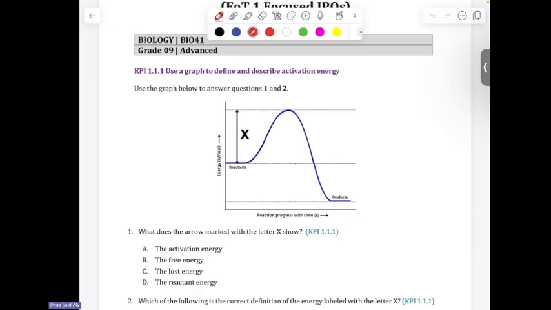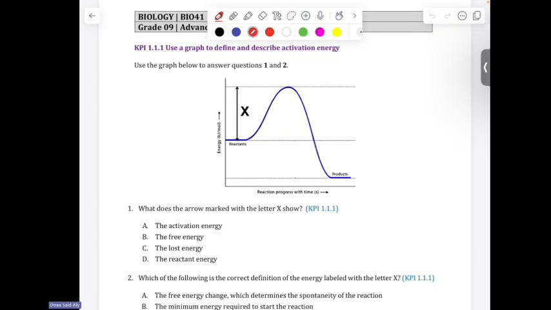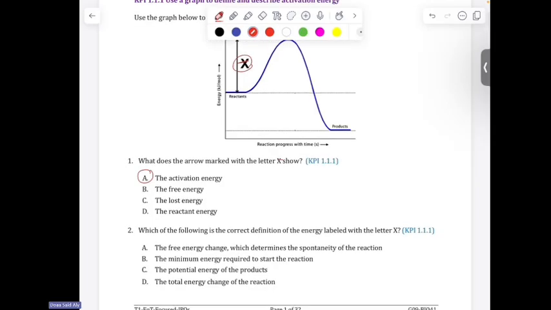The first one, use the graph below to answer questions 1 and 2. It's okay. What does the arrow marked with the letter X show? They are asking about this arrow. This arrow represents the activation energy, or the minimum amount of energy needed to start the chemical reaction.